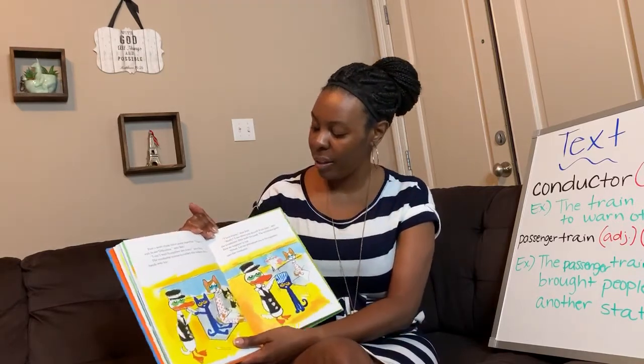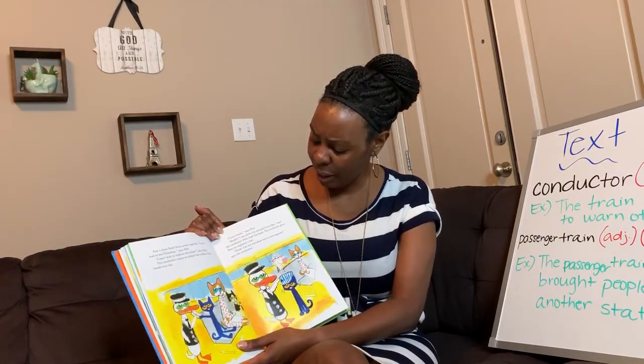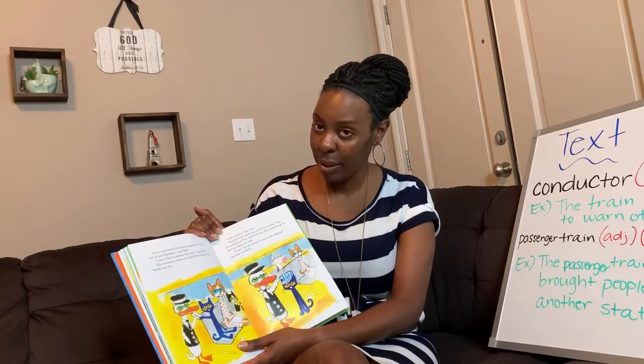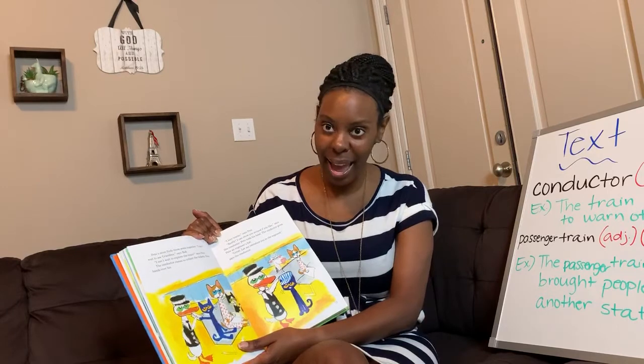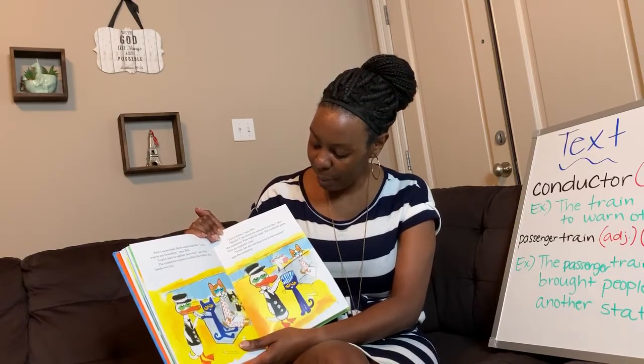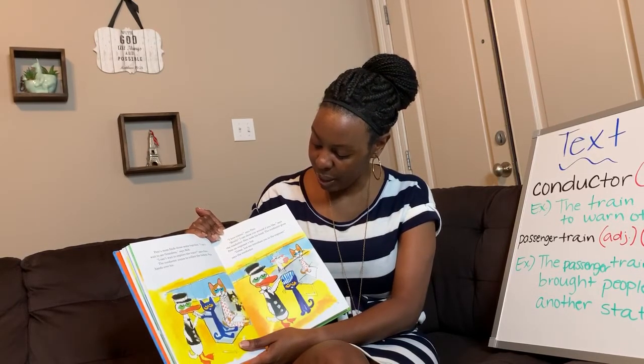I love trains, says Pete. Really? I can show you around if you'd like, says the conductor. Pete nods his head, and the conductor gives Pete an engineer's hat. Great, let me introduce you to the engineer, says the conductor.